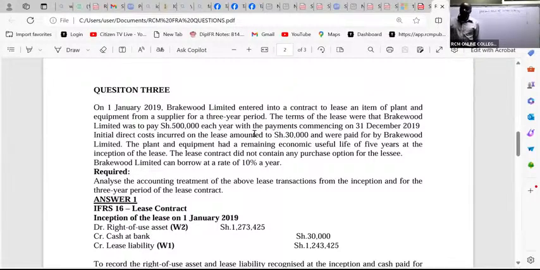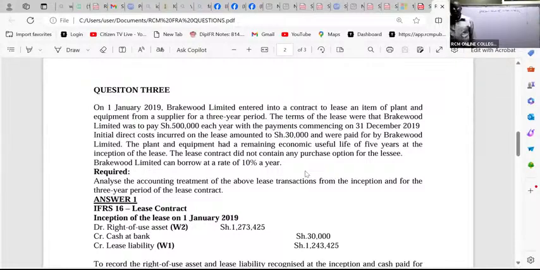So this economic life of the entire asset is hot air. They would want to use this to intimidate us. But of course, we can't be intimidated. We know the subject very well. The lease contract at inception did not contain any purchase option for the lessee. Breakwood Limited can borrow at a rate of 10% a year.